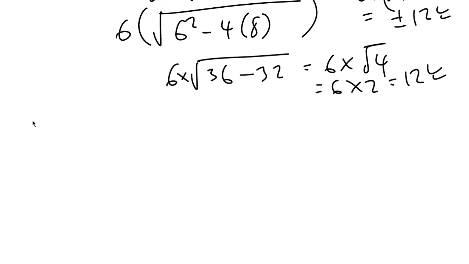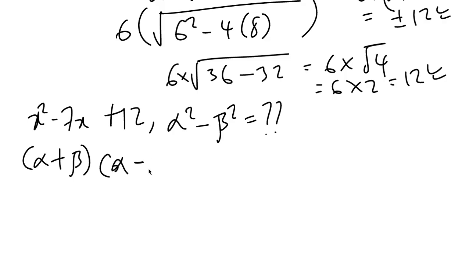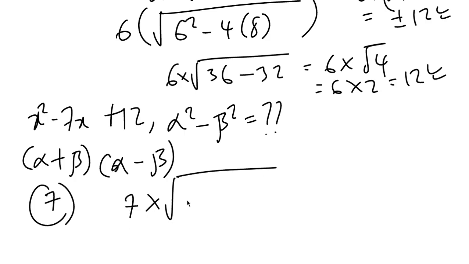If you are given x squared minus 7x plus 12, and I ask you what's the value of alpha squared minus beta squared, what will be your answer? Pause the video and attempt. So to solve this is simply alpha plus beta into alpha minus beta. So what's alpha plus beta? It's simply 7, right? It's simply 7. So 7 times the square root of what?